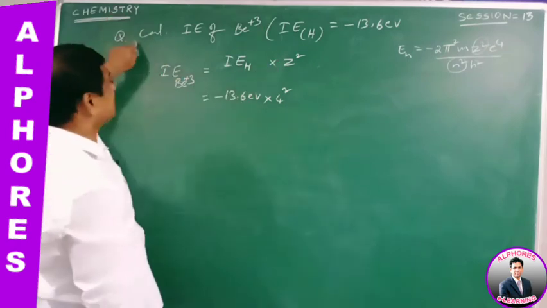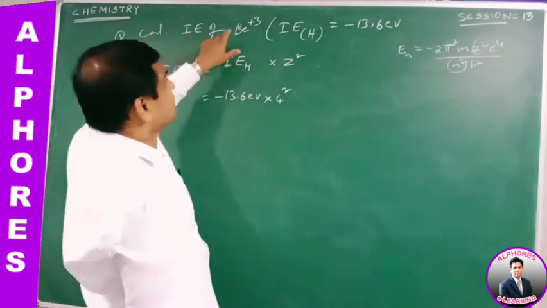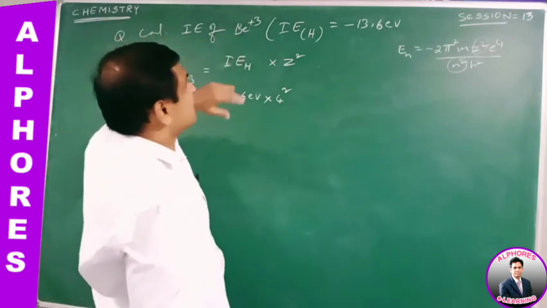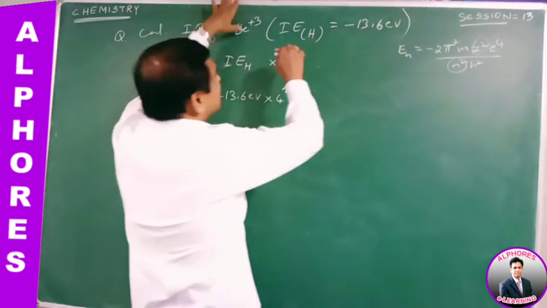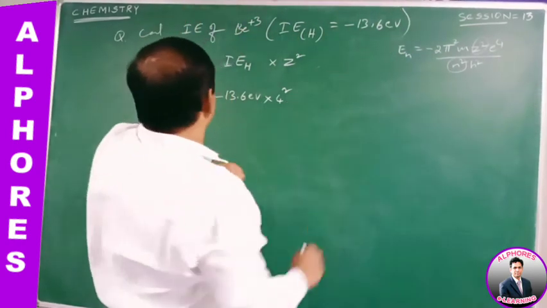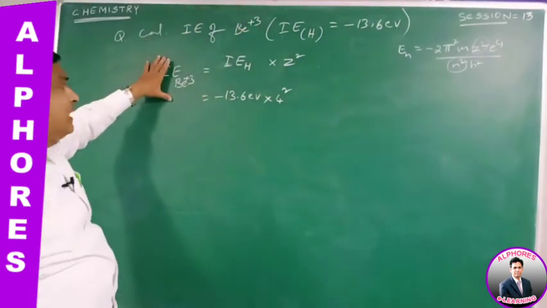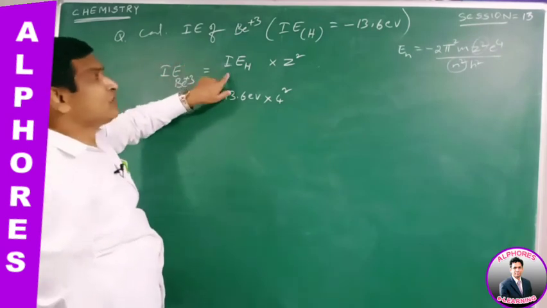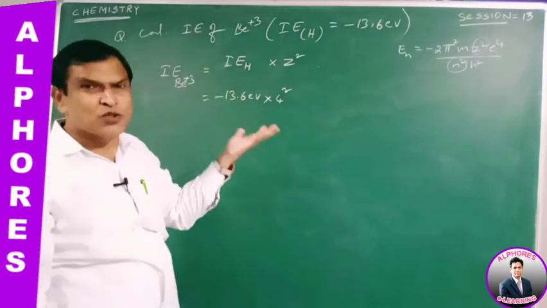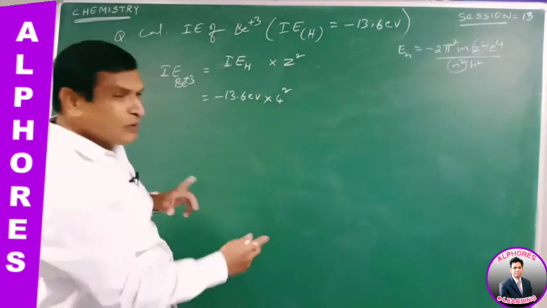Once again, let us see. Calculate ionization energy of beryllium plus 3. What data is available? Ionization energy of hydrogen atom is available. So ionization energy of beryllium is equal to ionization energy of hydrogen atom into Z square. Like that. One more practice.